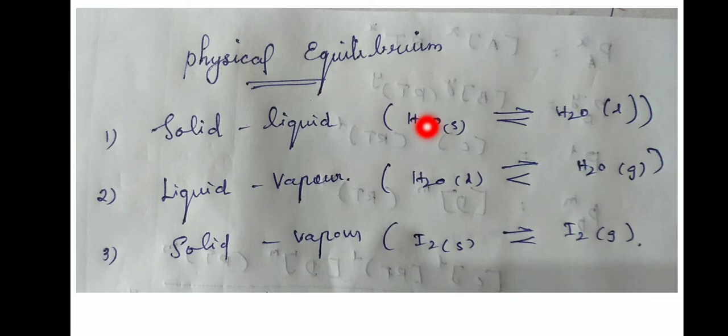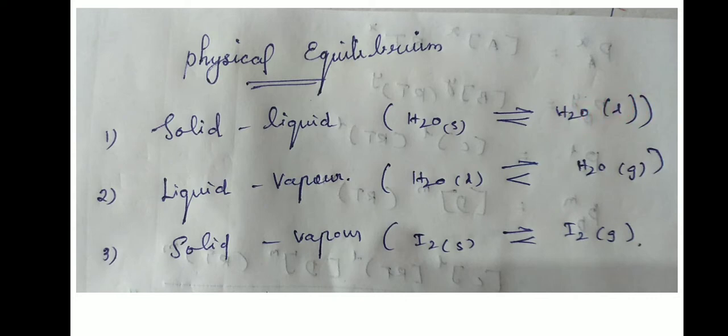First one, solid-liquid. For example, H2O(s) in equilibrium with H2O(l). H2O(s) means H2O solid, that is ice. If some ice cubes and water are placed in a thermos flask at 273 Kelvin and 1 atmosphere pressure, then there will be no change in the mass of ice and water. At equilibrium, the rate of melting of ice is equal to the rate of freezing of water.